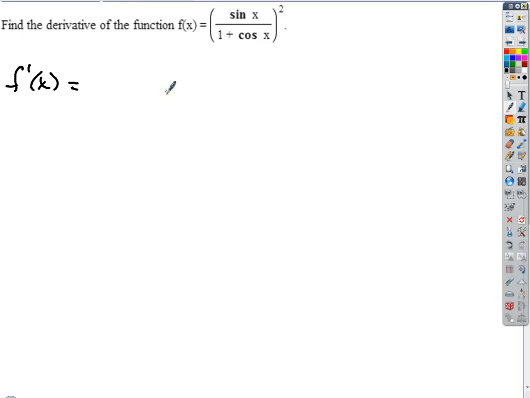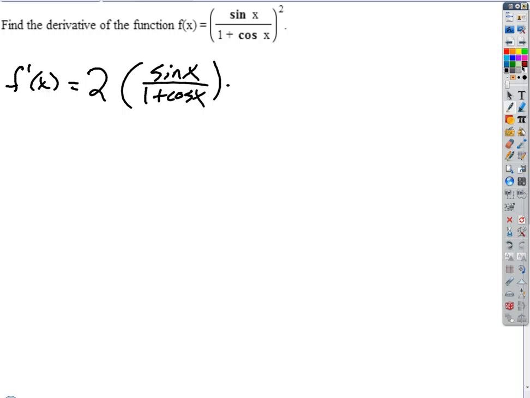We haven't even looked at what's in there yet, right? We just know that the outer level is a power, so 2 times something to the 1. Okay, well, it's sine x times 1 plus cosine x. Remember, you only differentiate once per link, right?